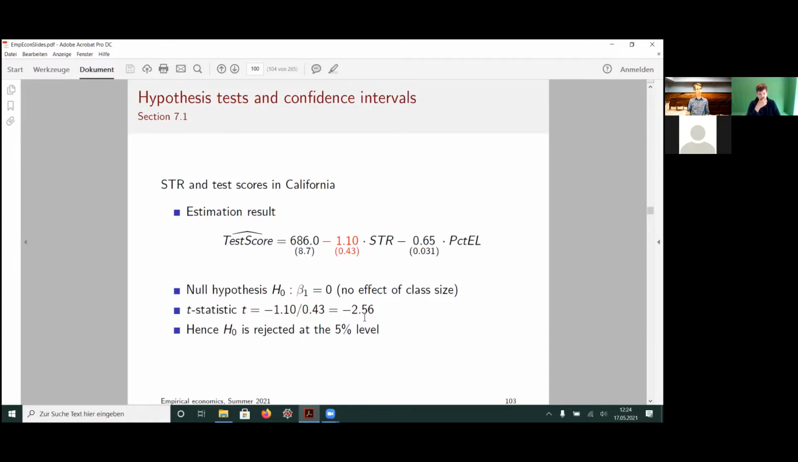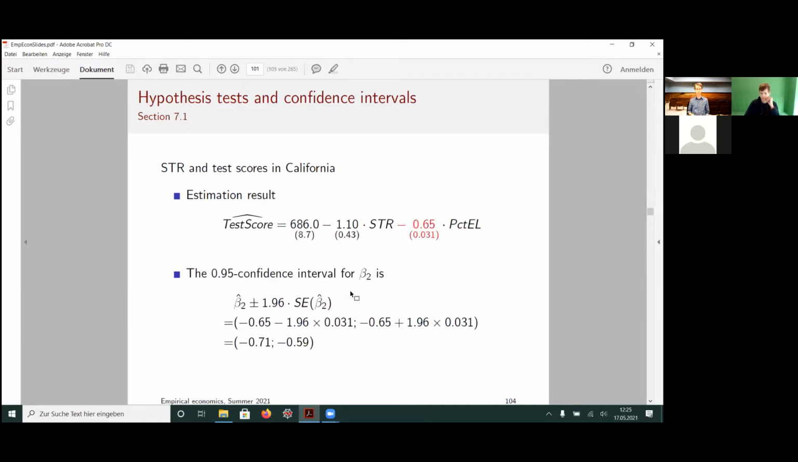So 1.96 is smaller in absolute value than the t-statistic, so the null hypothesis is rejected in this case. Minus 2.56 is larger in absolute value than the critical value, 1.96. So the null hypothesis is rejected, and that would state that there is, in fact, an effect of class size on learning outcomes. So the test decision is actually the same as the one in the single regressor case.